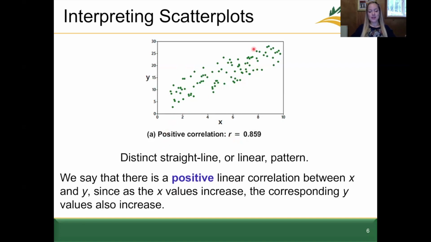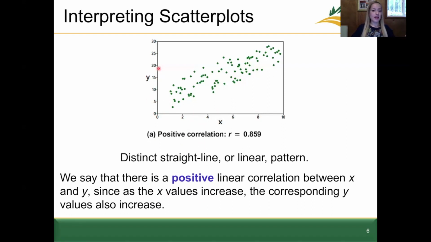And again, another way to tell is that if we have a positive linear correlation between our X variable and our Y variable, so again, we do have this bivariate data. As the X value increases, the corresponding Y value also increases. So we can have a negative linear correlation. Here, though, we see a positive linear correlation, again, because as X increases, Y increases.